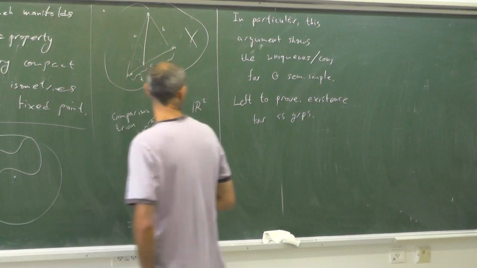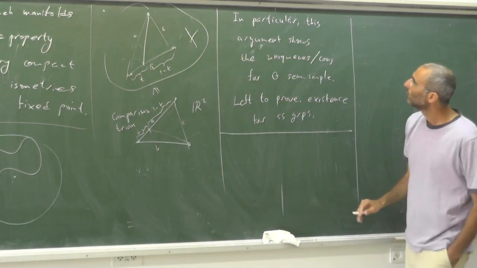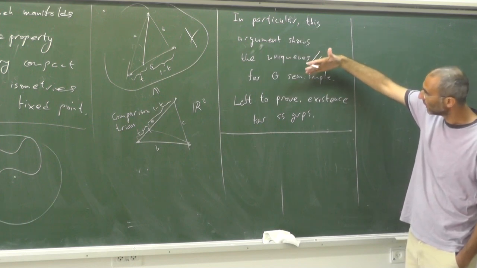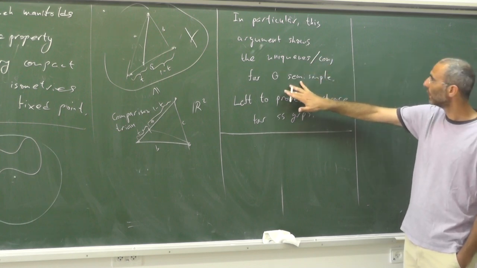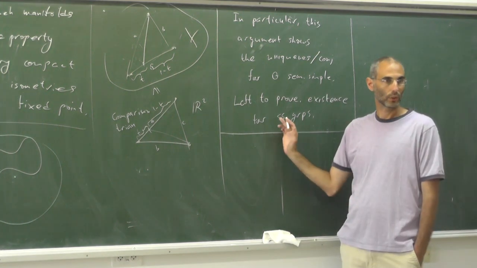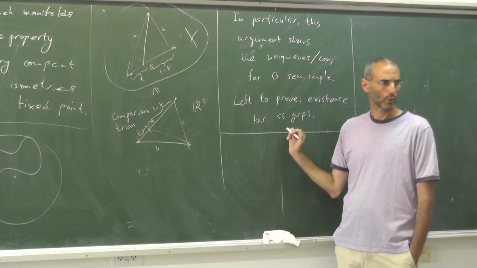Okay, so we'll go back to it. But now I'm assuming, as I said, that given existence in the semisimple case, I have a uniqueness up to conjugation, and I'm going on to prove existence. Are there any questions so far?